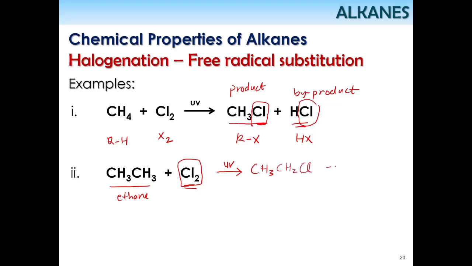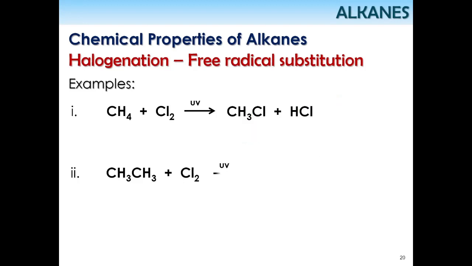CH2Cl, and one more will be with this one. Okay, 1 Cl, 2 Cl, and this is also 2 Cl. Okay, so if I write down again, this is the RH, this is the X2, this is the RX, and this is the HX. Okay, let's see the actual equation, with the presence of UV. The same, huh? So you get RX and HX.